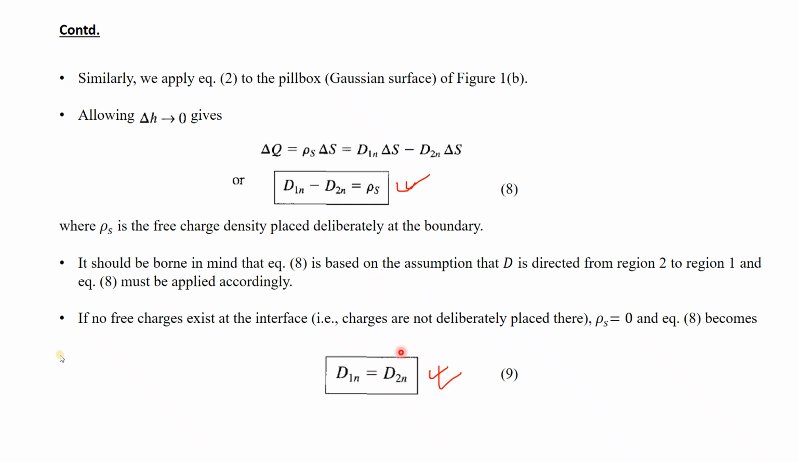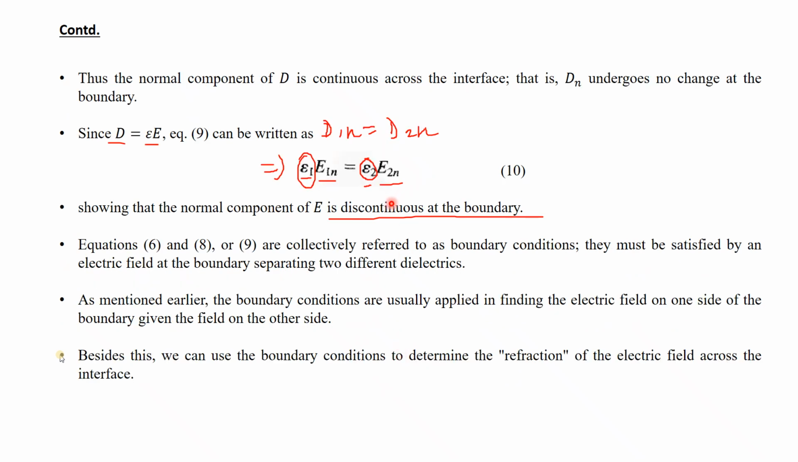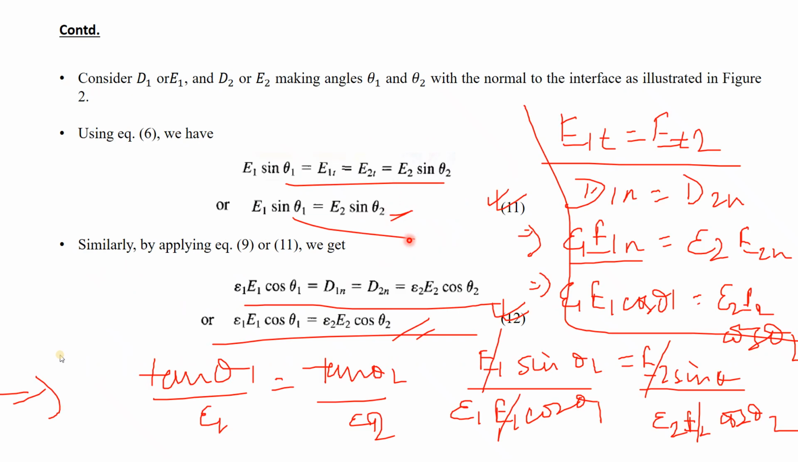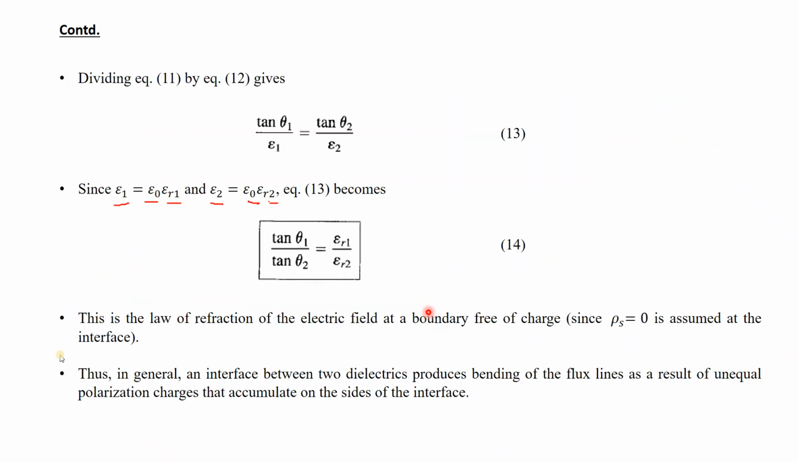Okay, so as I was telling, assume that the normal components are equal because there is no charge at the interface. So thus, in general, an interface between two dielectrics produces bending of the flux lines as a result of the unequal polarization charges that accumulate at the interface.